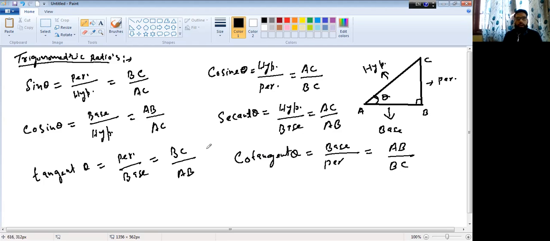So this was all about the six trigonometric ratios which we use in trigonometry. First one is sine of theta, second one cosine of theta, then tan of theta, then cosecant of theta, then secant of theta, then cotangent of theta. So this was all about these trigonometric ratios.